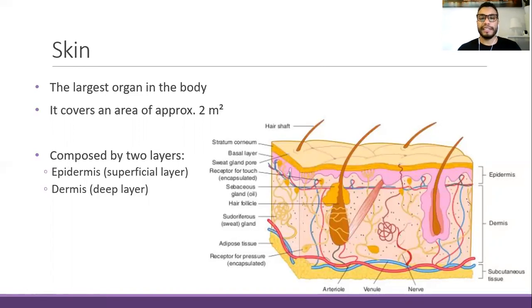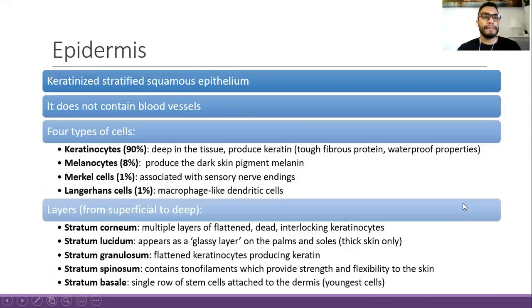The epidermis is the superficial layer that you see here, and the dermis is the deep layer of the skin. So the skin is only 2 layers, epidermis and dermis. This one here that you see, subcutaneous tissues, is also called hypodermis. This is not part of the skin. The skin is only epidermis and dermis, okay? The skin is mainly made of keratinized stratified squamous epithelium.